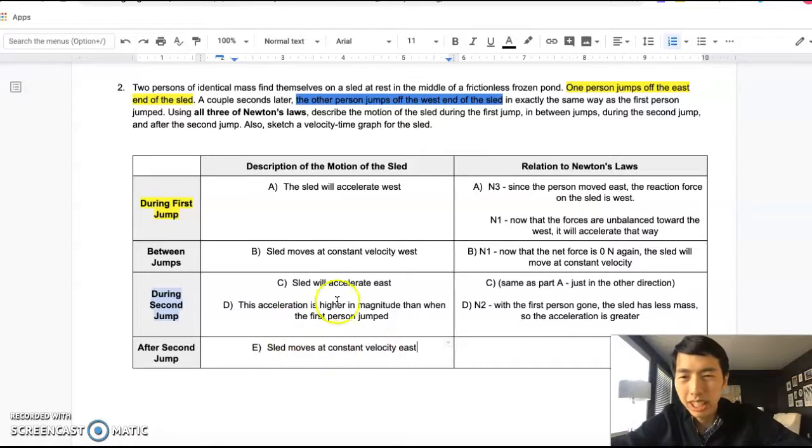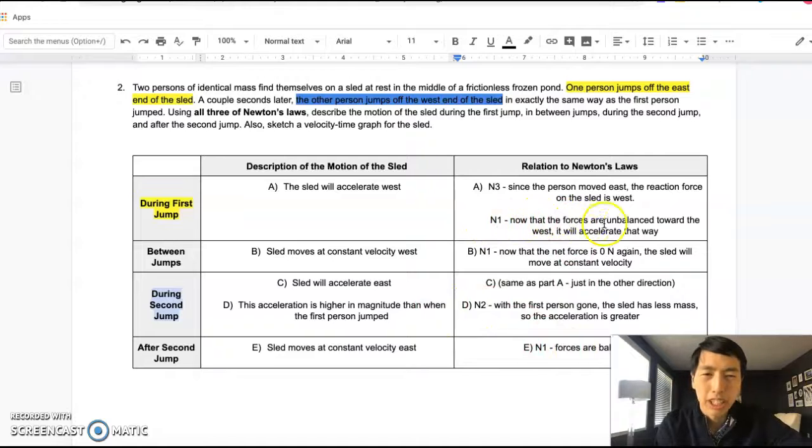Okay, because as we said, the acceleration going east was higher in magnitude than the acceleration that was going west when the first person jumped. So overall, the sled's going to end up going east. And that's Newton's first law again. Forces are balanced. Okay, we already explained it in a bit more detail up here, so I'll do it more simplified down here. Newton's first law, the forces are just balanced.